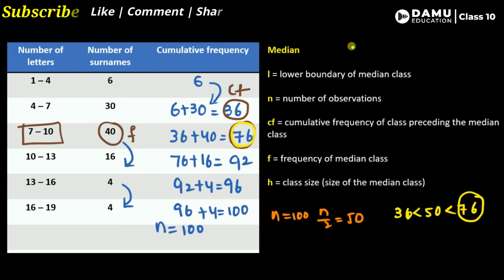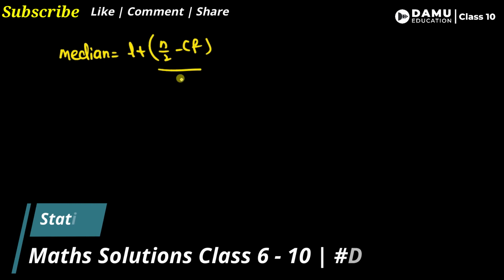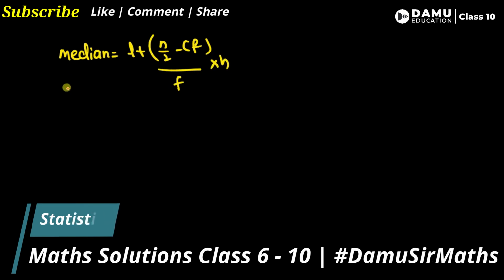So let's write all these values here. The median class is 7 to 10, then the lower boundary of the median class is 7, the number of observations is 100, then the cumulative frequency of the class preceding the median class is 36. The frequency is 40, then the class size, as we know, is 3. We have already calculated all these values. Based on this, we are going to substitute and find the median value. The median formula is l plus (n by 2 minus cumulative frequency) divided by f, into h.